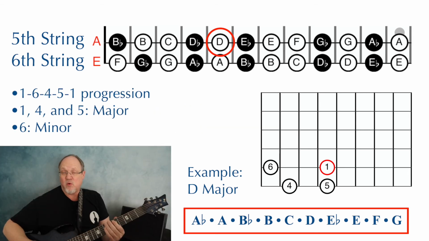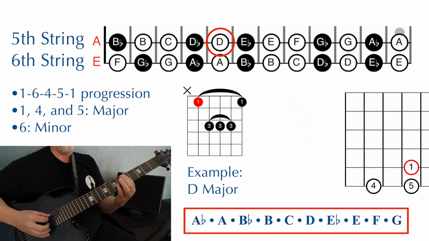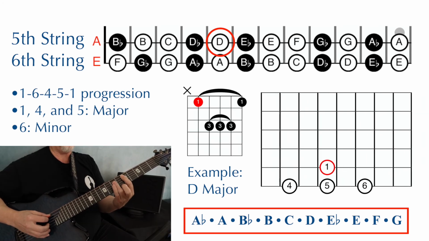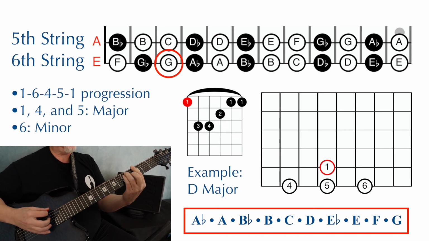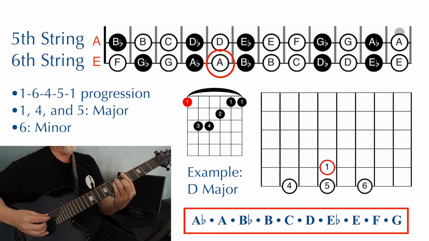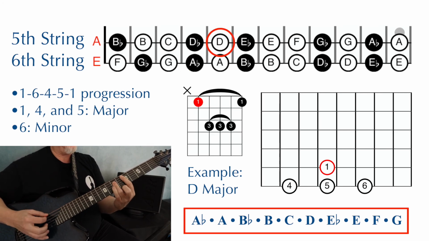And then play a 1-6-4-5-1 progression, starting with the root note on the 5th string. So it would be D major, 6 is B minor, 4 is G major, 5, or dominant, is A major, and your 1 is D.